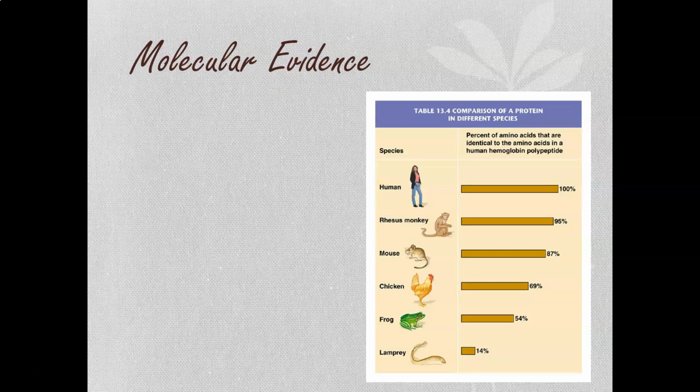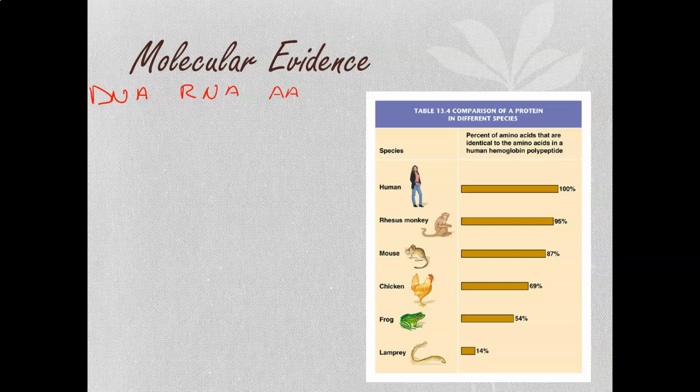So let's talk about molecular evidence as a piece of support for evolution. What we're talking about here really comes down to utilizing three different molecules in our cells. And those molecules are your DNA, your RNA, and your amino acids. I'm going to shorthand this as AA. And remember, amino acids are the building blocks for your proteins.